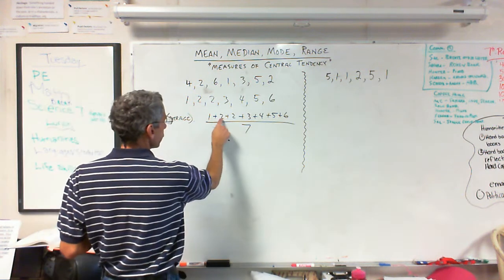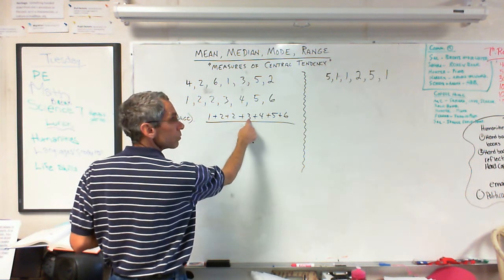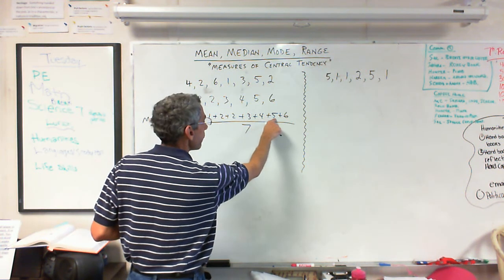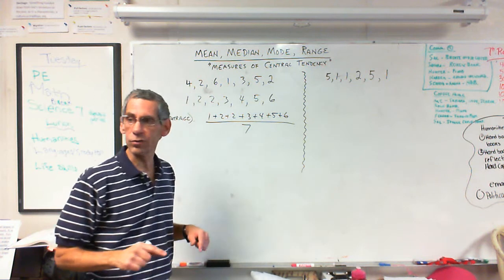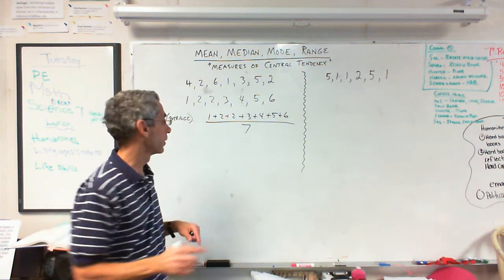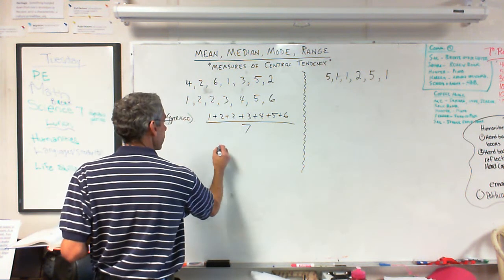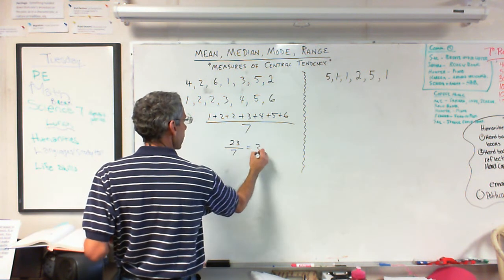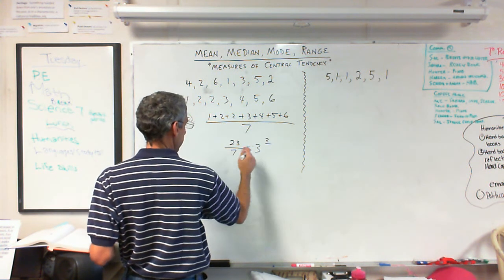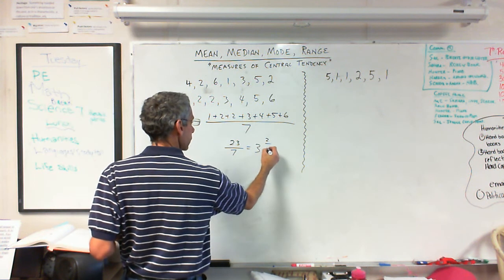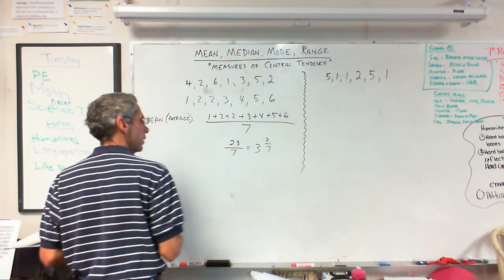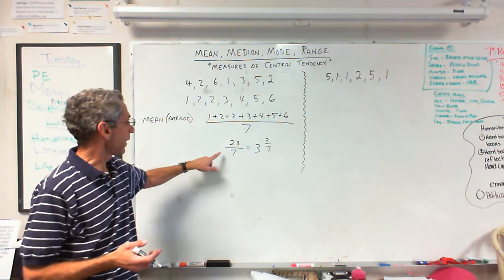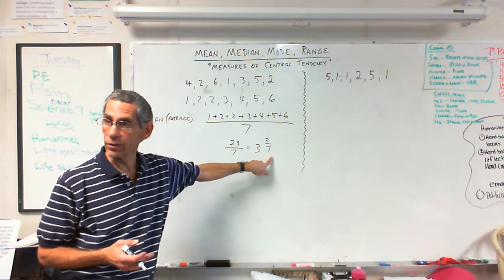So 1 plus 2 is 3 plus 2 is 5 plus 3 is 8 plus 4 is 12 plus 5 is 17 plus 6 is 23. So that equals 23 over 7. That was our homework last night, right? Which is 3 and 2 sevenths. Am I right? So that is my mean, my average.